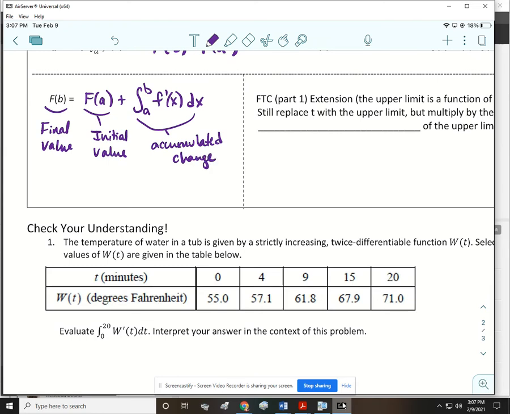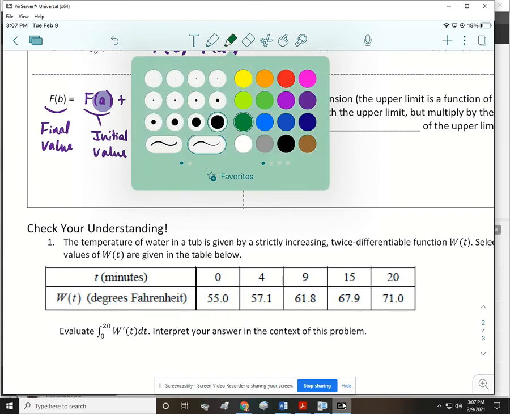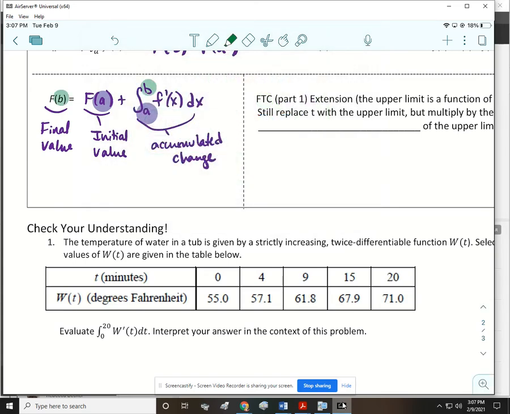Okay, now one thing I want you guys to pay attention to is that these are the same, and these are the same. If they're not, you're doing the wrong problem.